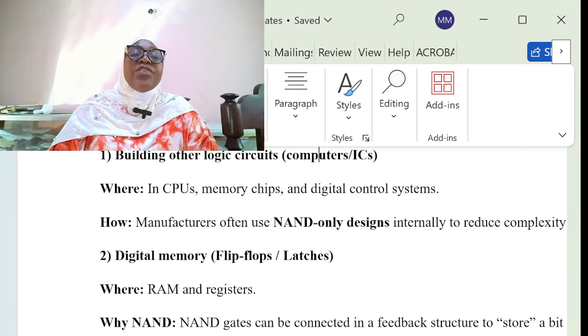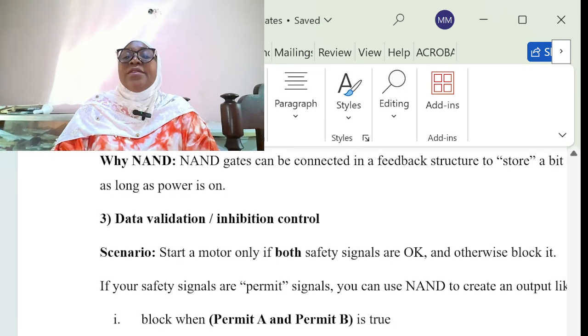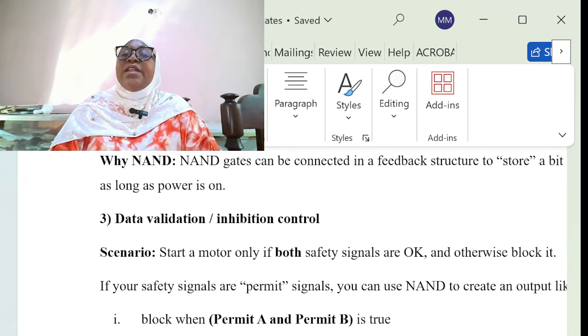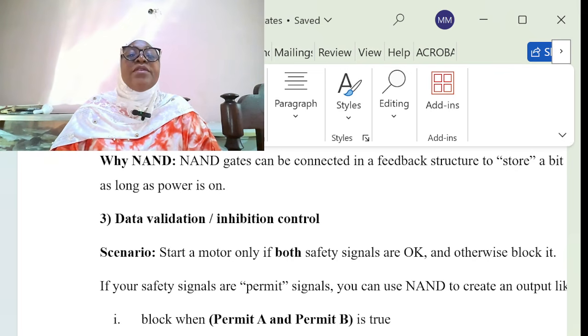Also used in digital memory, in flip-flops or latches, in RAM and registers. So why NAND gate? The NAND gate can be connected in a feedback structure to store a bit as long as power is on.